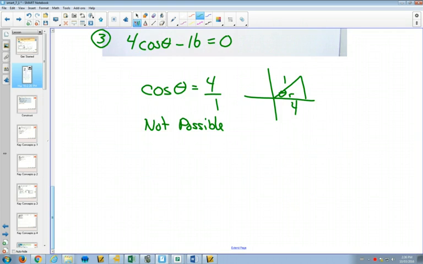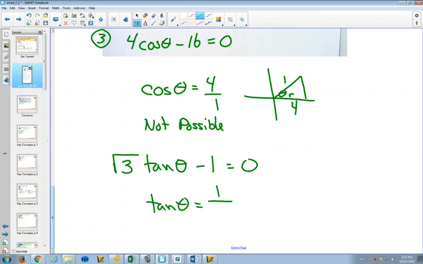Other non-calculator questions do look like, here I'll do it. I'll think of the hardest non-calculator one that I can. There we go. Root 3 tan theta minus 1 equals 0. Because I have seen this on a final exam with questions that appear like this. So first of all, we have to get tan by itself. When we get tan by itself, we move the 1 over and divide by root 3, and we get 1 over root 3.